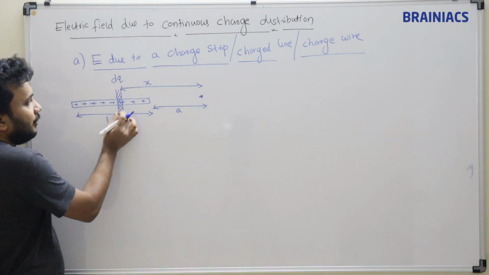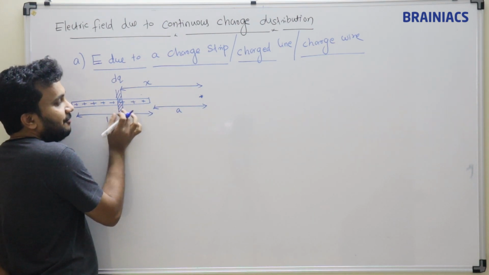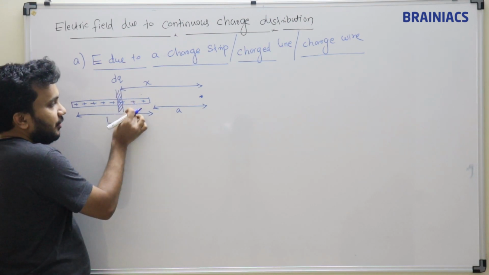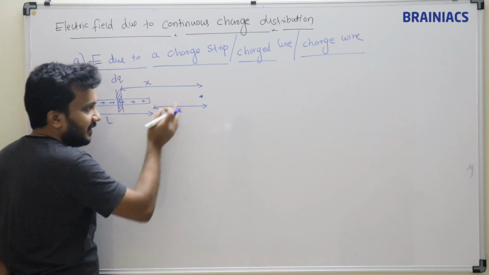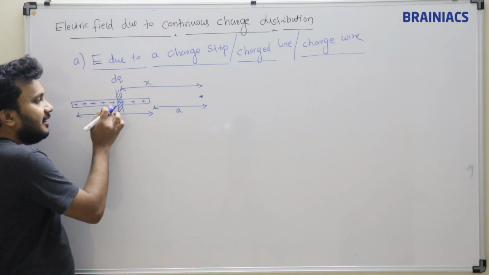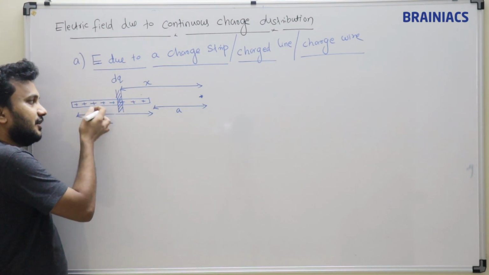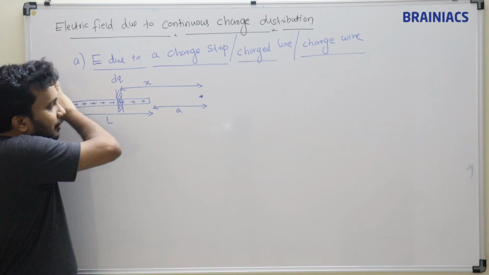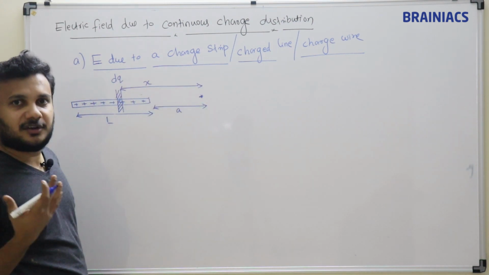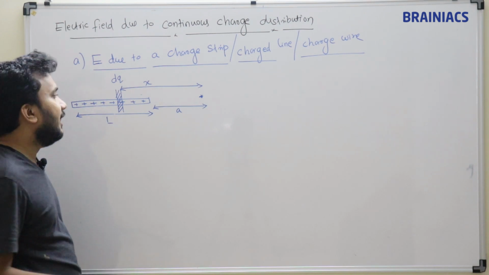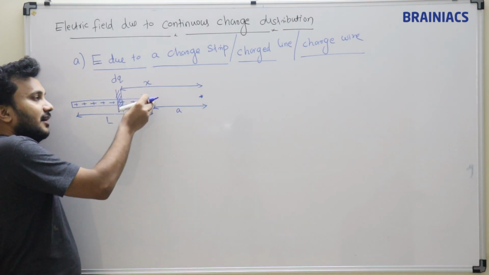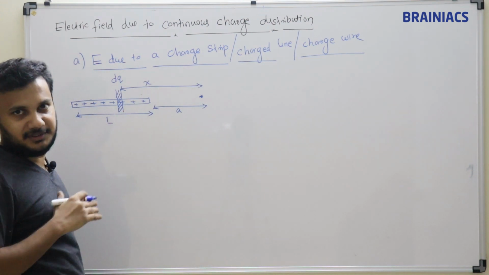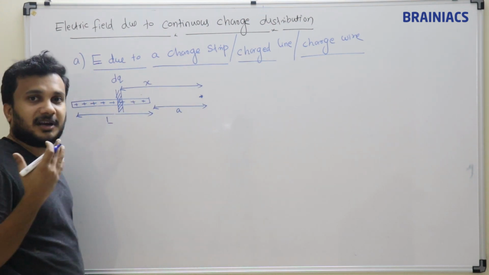Now, if I am adding many dq's, 1 dq, 2 dq, 3 dq, 4 dq towards the right side, and similarly adding next dq, next dq towards the left side, if you add all the dq's, what will you get? You will get the total charge, and every dq is creating an electric field on the right side, so we have to add all the electric fields. That is not practically possible.